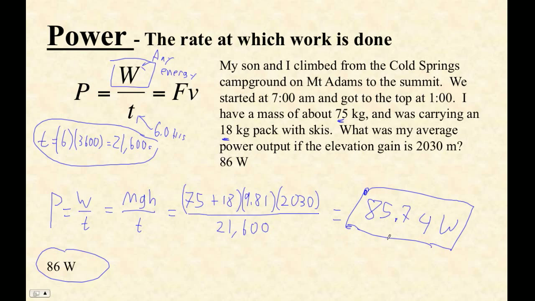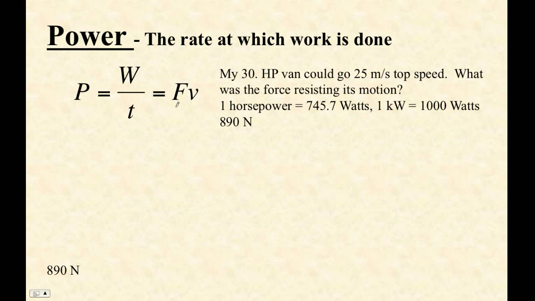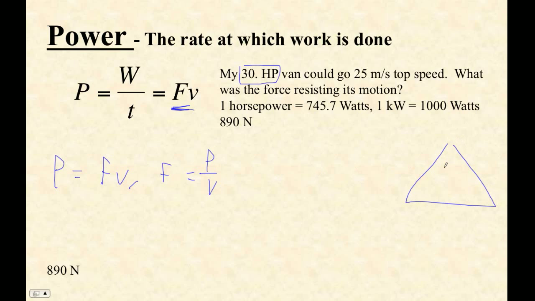Okay, and then our final example here is we have to have equal time for our force times velocity, right? Okay, so this is the power, right? I'm going to use power is force times velocity, and then we want to find the force, so therefore force will be power divided by velocity. You can make a little triangle out of these guys, right? Power is force times velocity, right? So force will be power divided by velocity.